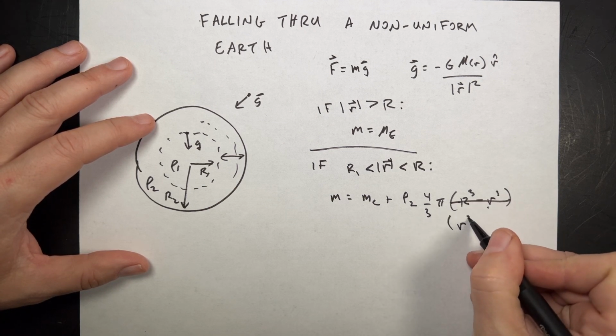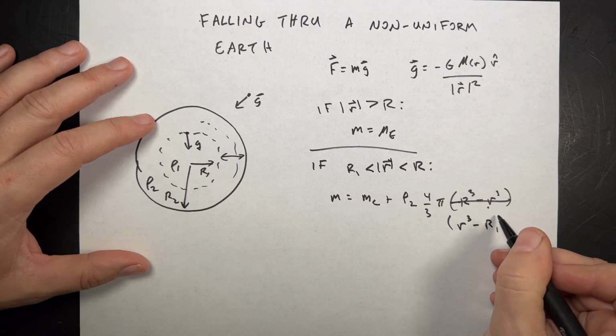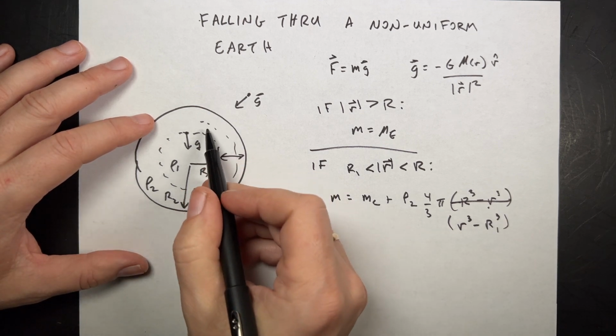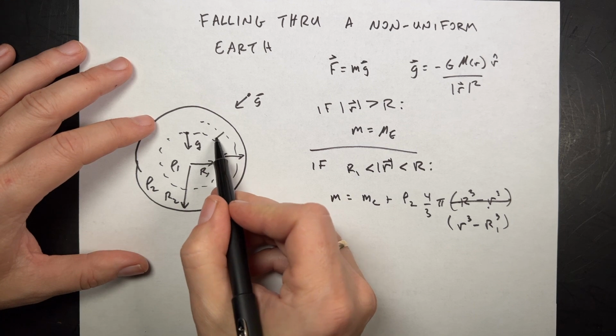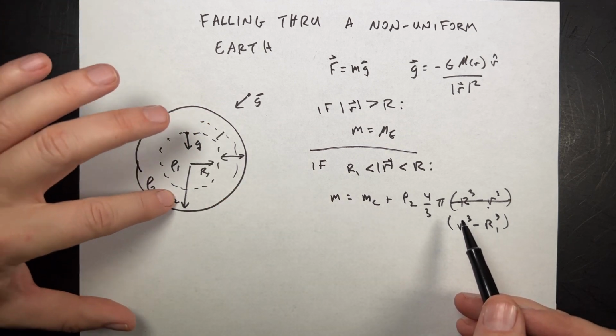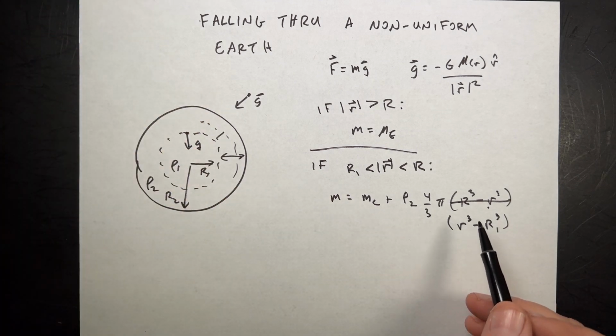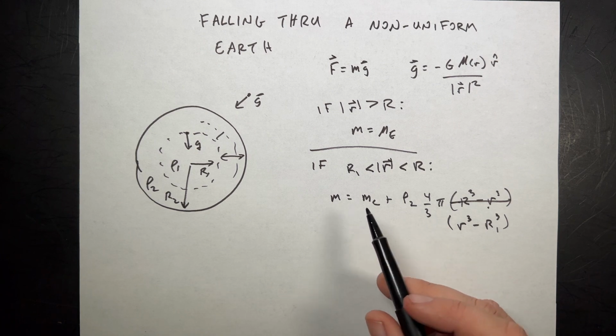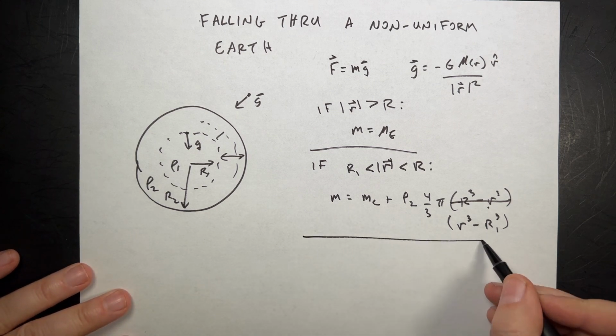This is going to be r cubed minus r1 cubed, right? Because I don't care about the other stuff. It's going to be from here to there. So I'm going to take the volume of that sphere minus the volume of the inside sphere, and that will be my volume.